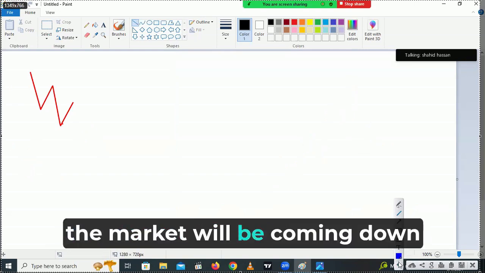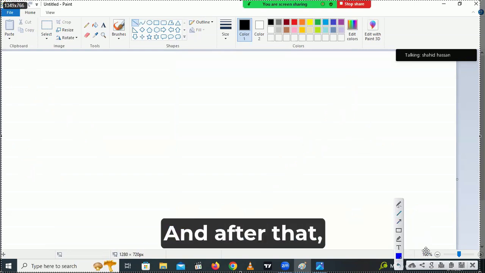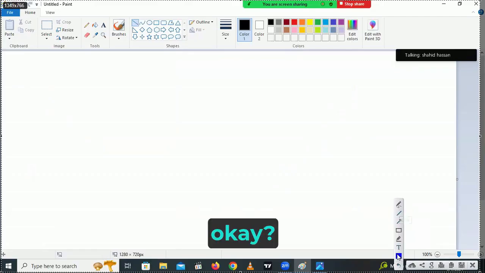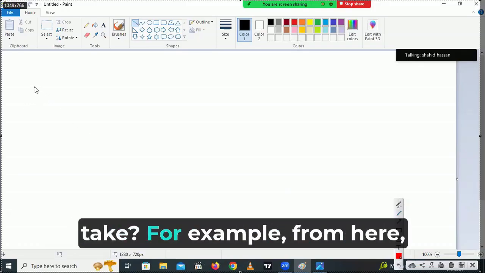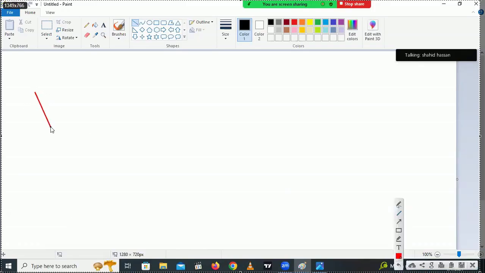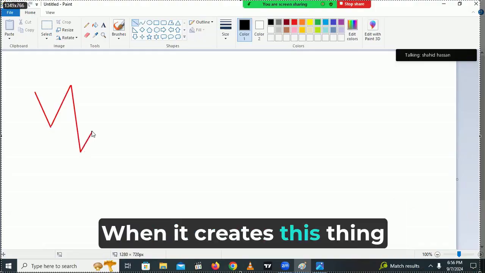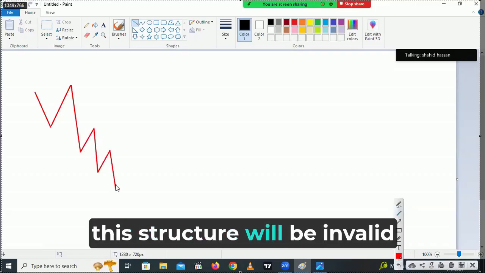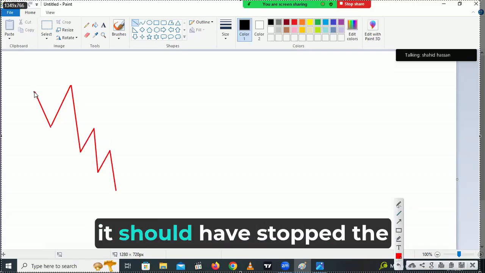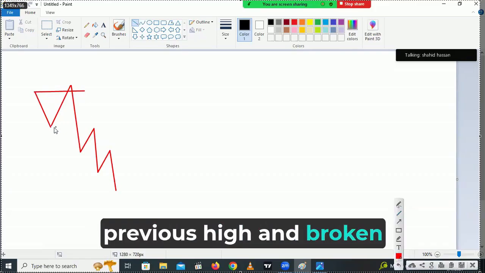Similarly, the market will be coming down on the downside. Okay, and after that we come back to the same thing. Okay, which structure do we need to take? For example, from here the market, when it creates this thing and comes down, this structure will be invalid for us. That is, it should have stopped the previous high and broken the lower low.